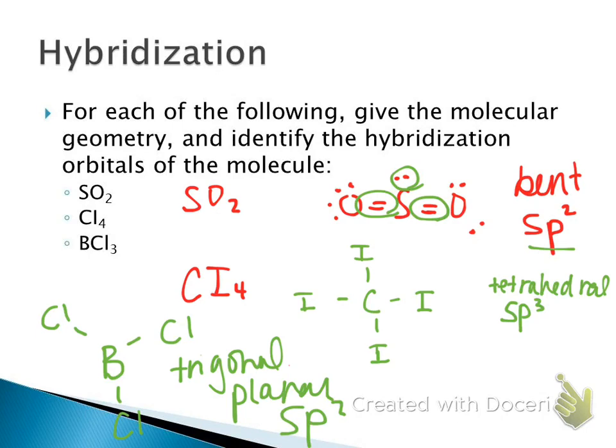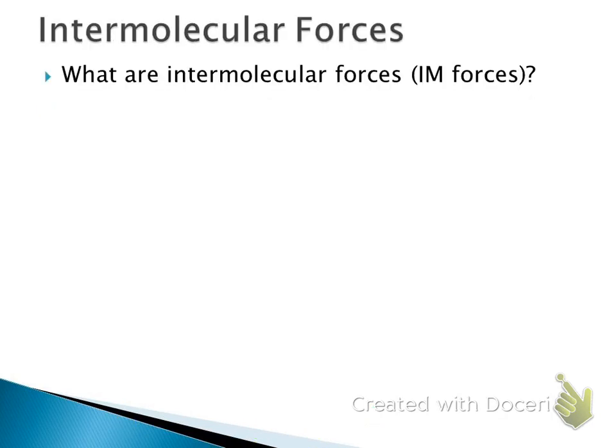So we see that even though they have different shapes, they can still have the same hybridization, sp2. They still have the same new electron orbital shape. Okay, very good. Questions about those?